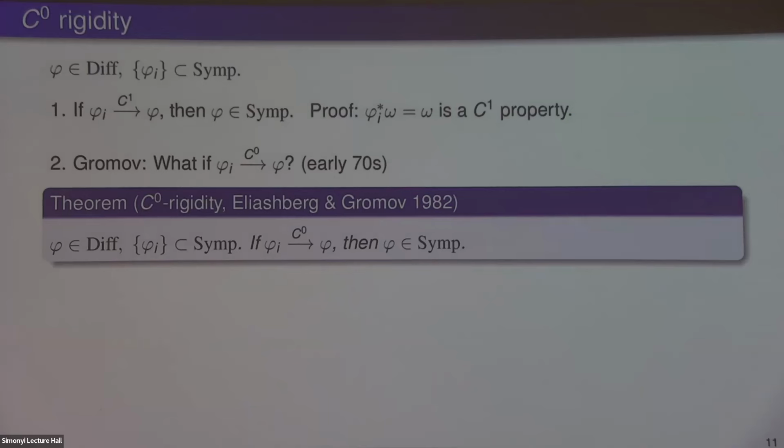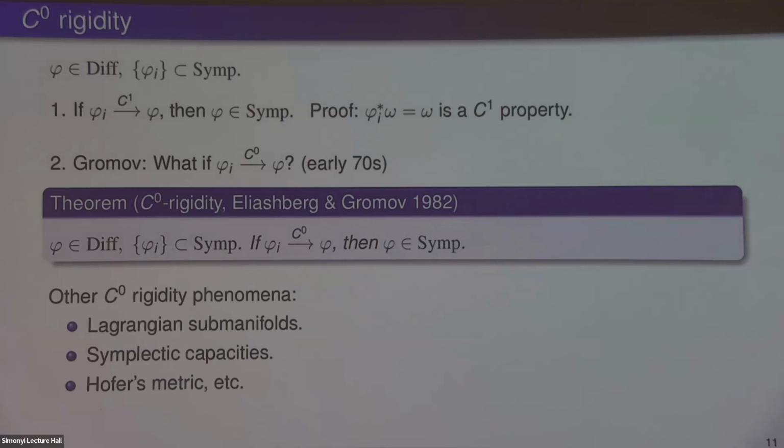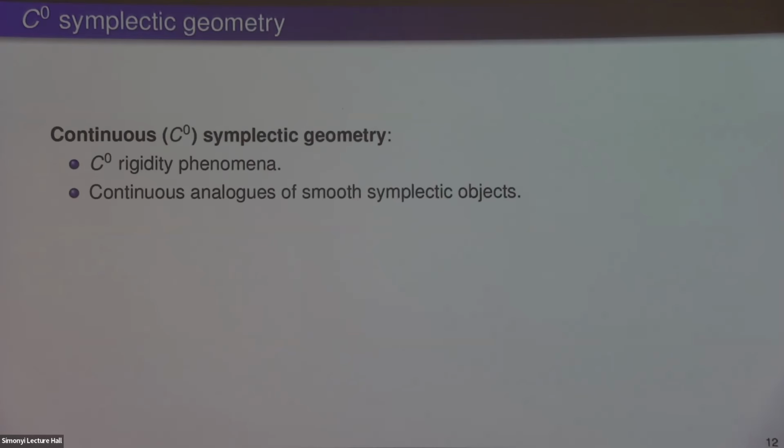Okay. So this is one of the first really landmark results of symplectic geometry and of modern symplectic topology. And over the years, other C0 rigidity phenomena of this nature were also discovered. So in the context of Lagrangian submanifolds, the symplectic capacities that came up in Dan's talk also have some sort of C0 nature, and Hofer's metric can also be viewed from this perspective. So all of this gave rise to what is called C0 or continuous symplectic geometry.